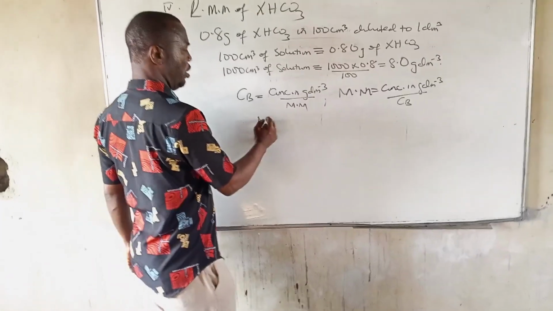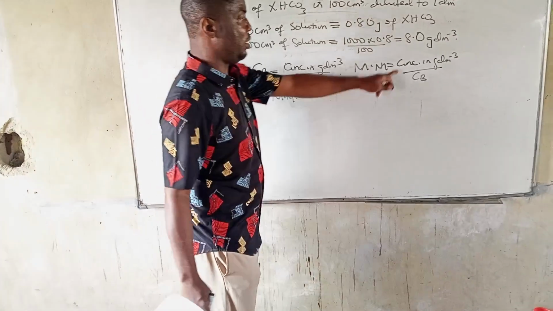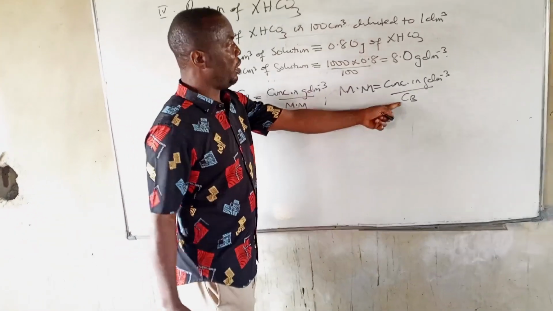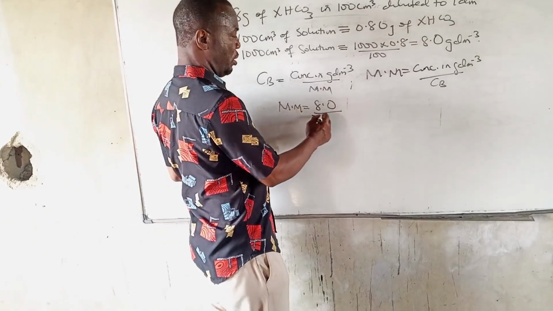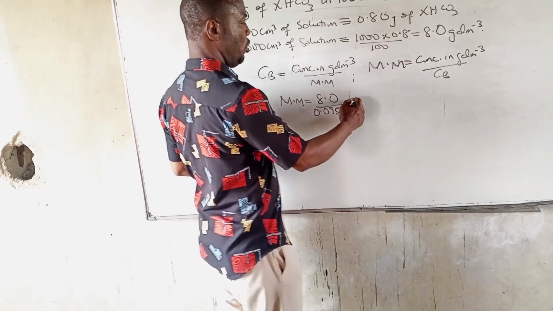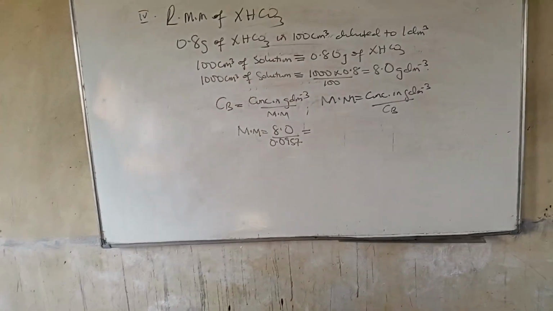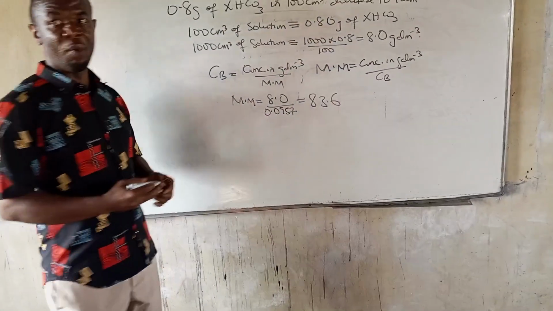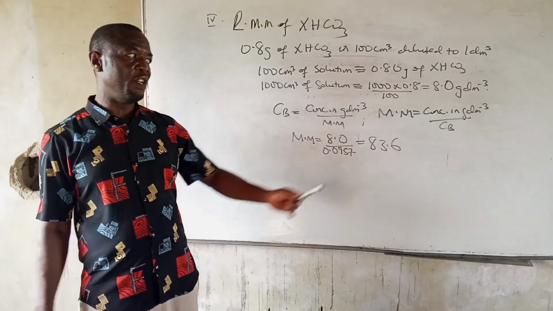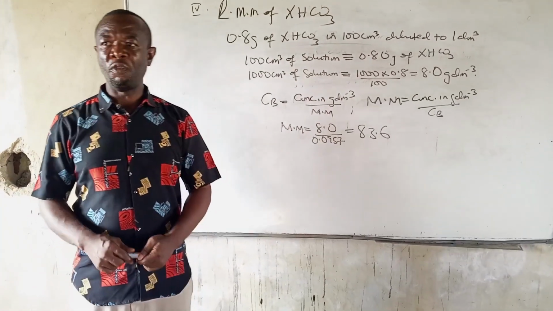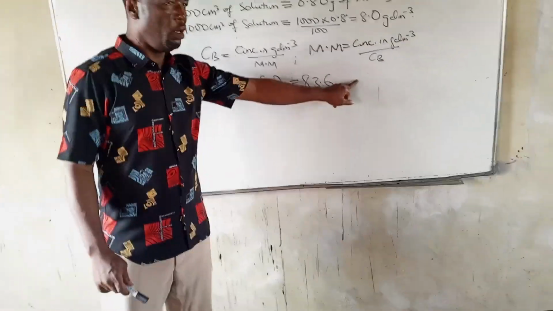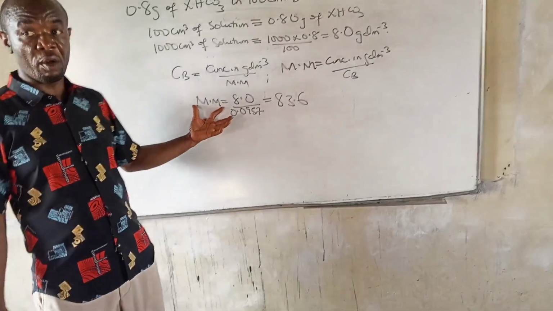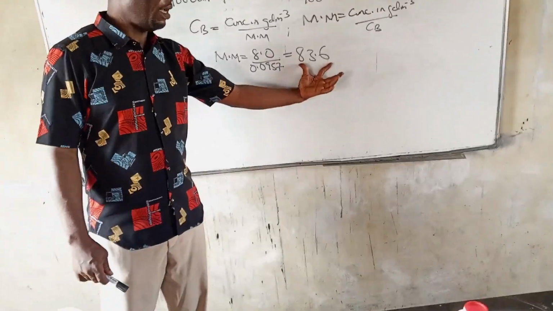So we now have this. The concentration in gram per dm³ is what we got here, 8 grams. And then our CB, got from the previous question, is 0.0957. When we divide, we have a molar mass of 83.6. But we are asked to find the relative molecular mass. Does relative molecular mass have any unit? No. However, if you are asked to find molar mass, you attach gram per mole. Since it's molecular mass, we leave it without any unit. So we can take this as our molecular mass to 3 s.f.